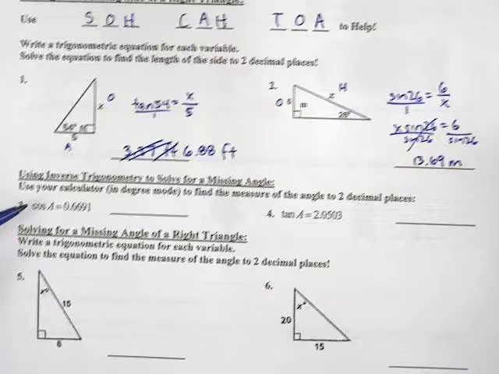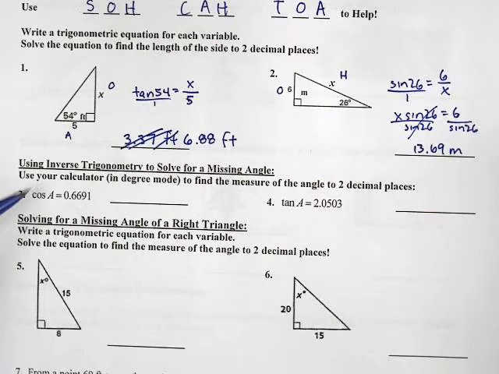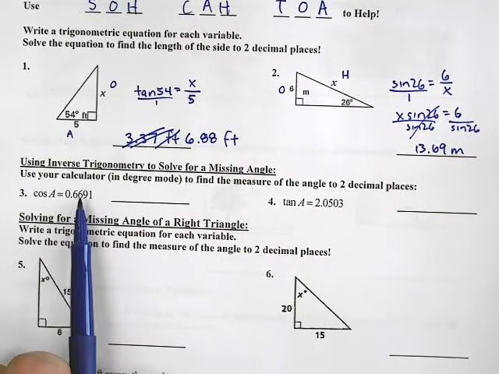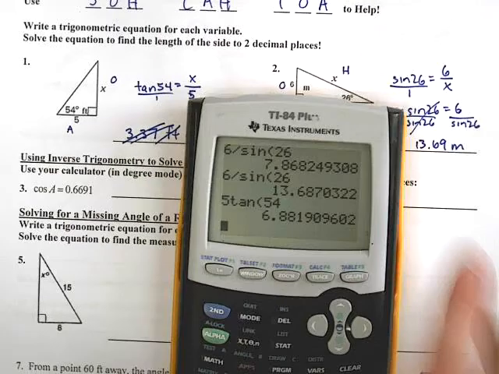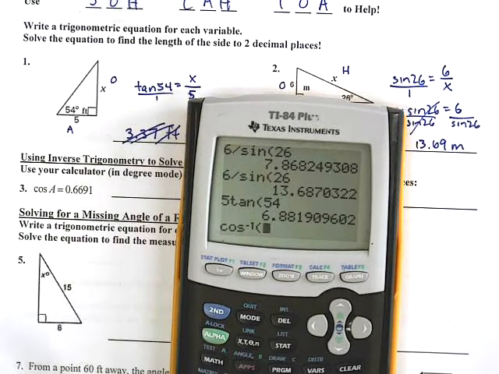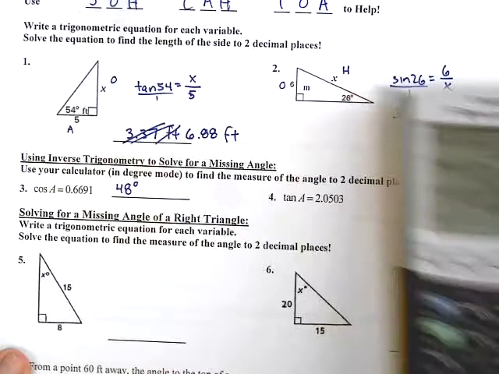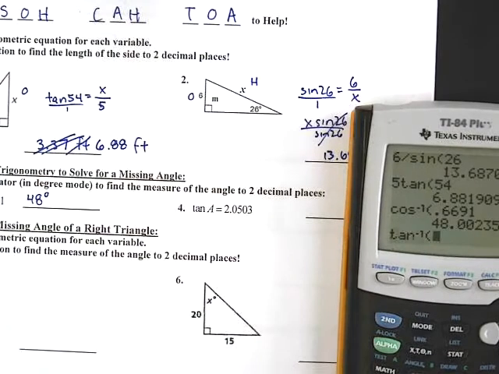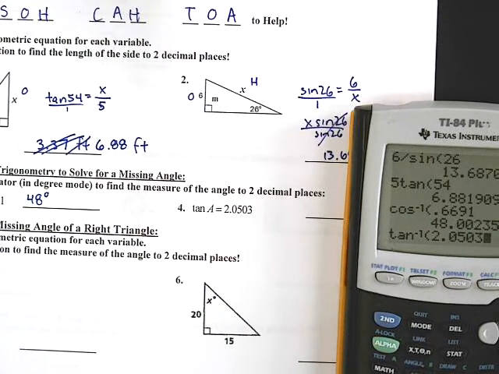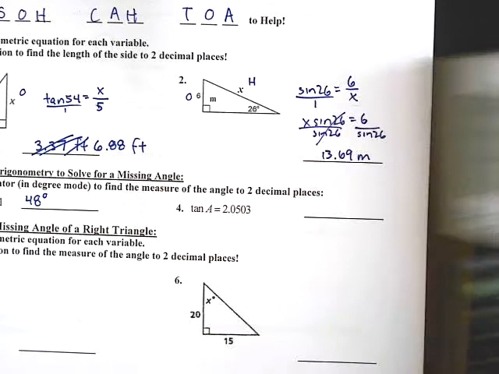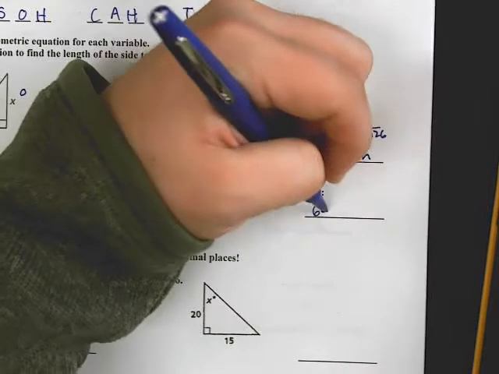We can also solve for missing angles, which is important. We know that if we have the ratio, we can always use the inverse trig function of that ratio to get the angle. So this is as simple as just inverse cosine of 0.6691, so we get 48 degrees, or inverse tan of 2.0503, and we'll round that to 64 degrees.